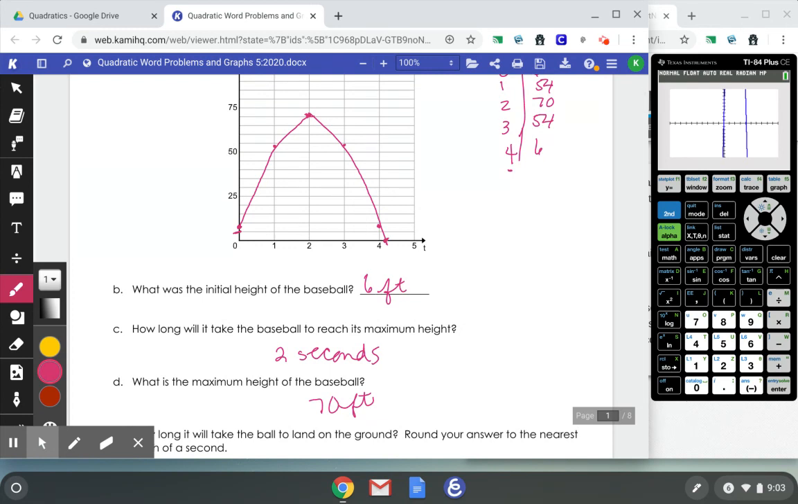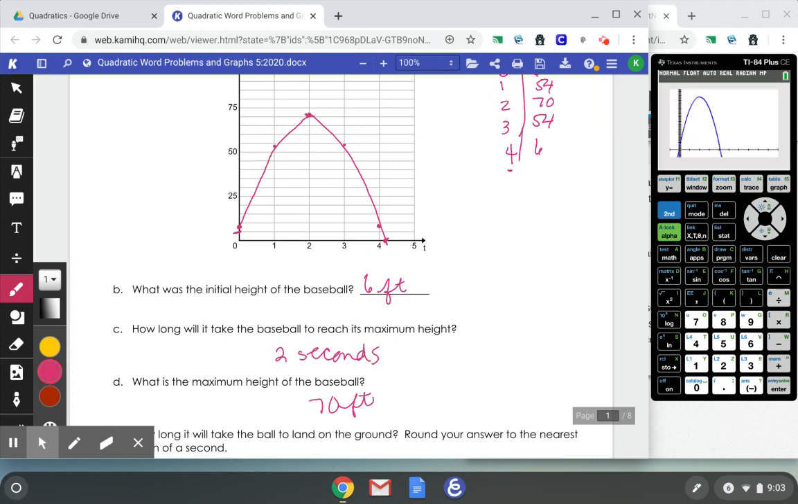So I want to make sure that when I adjust my window, that Y max, let's make it go up to, I don't know, let's go up to 80. That way I can see the top of the curve, okay? Also, I don't really need to go to negative 10 in my X minimum values, because I'm not even looking at any of the negative X values. All right, so let's take a peek at the graph now.